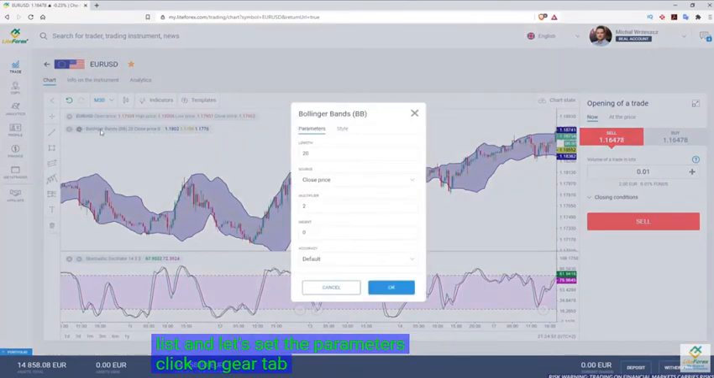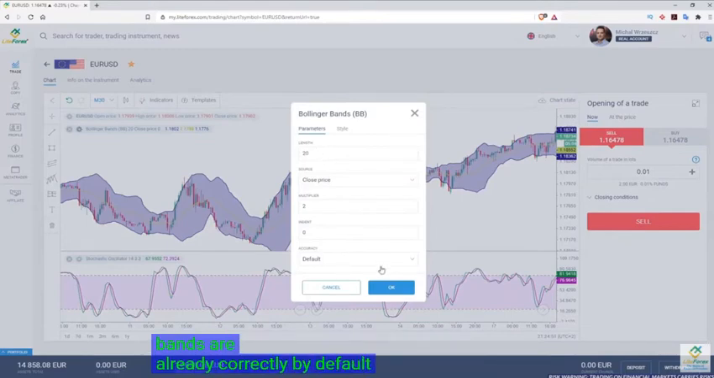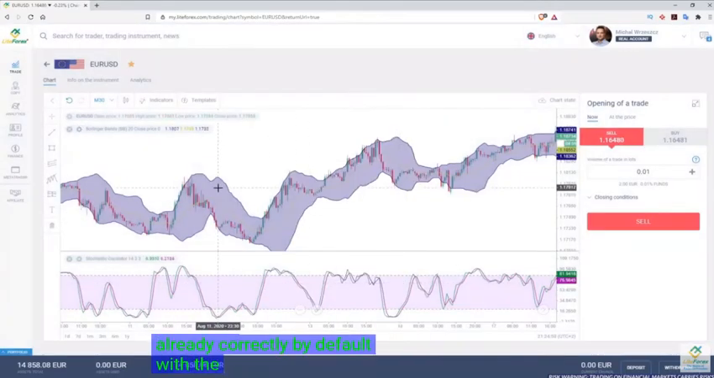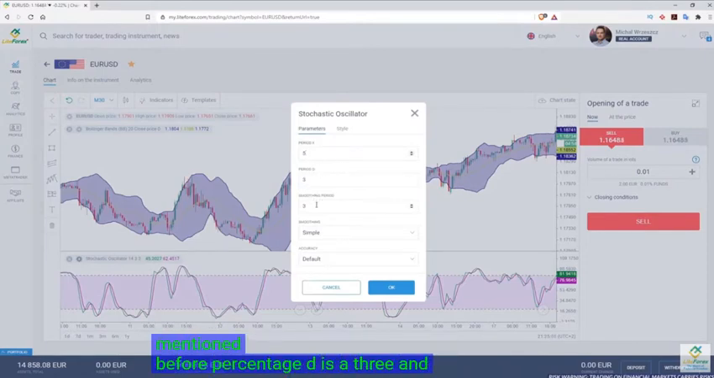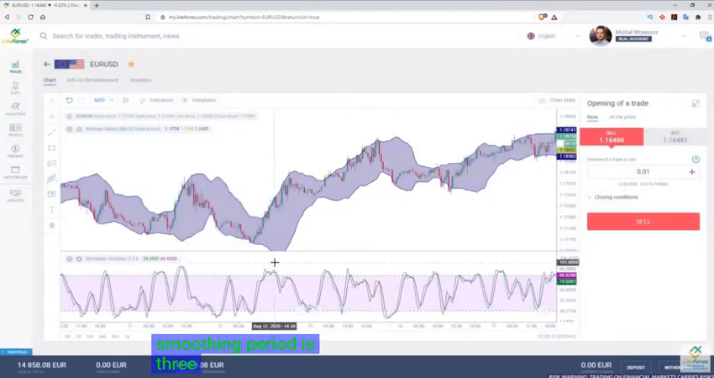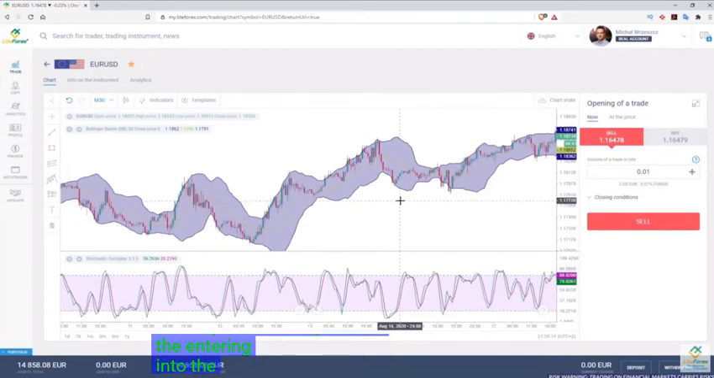Click on the gear tab, and here the Bollinger Bands are already correct by default with the correct numbers. For the Stochastic Oscillator, we need to set the percentage K line to 5. As we mentioned before, percentage D is 3 and the smoothing period is 3 by default. Okay, so now the entering into the market.